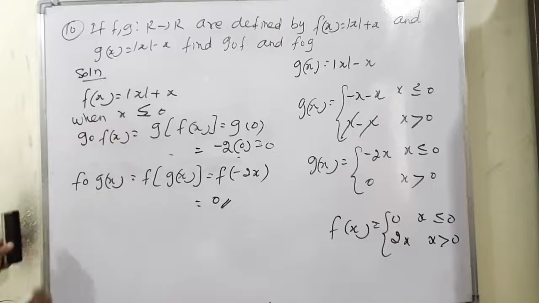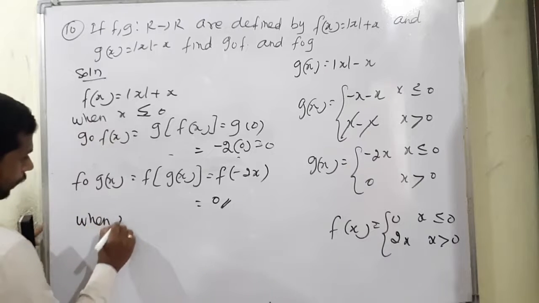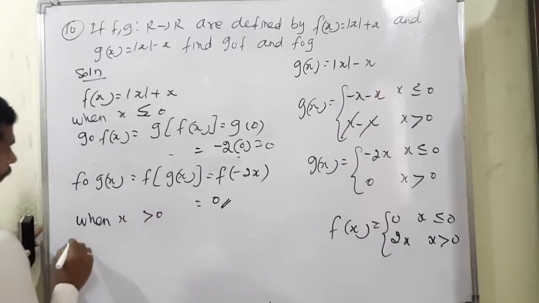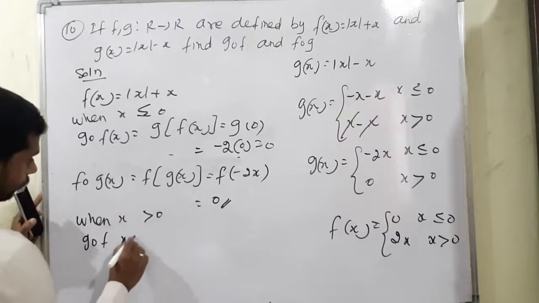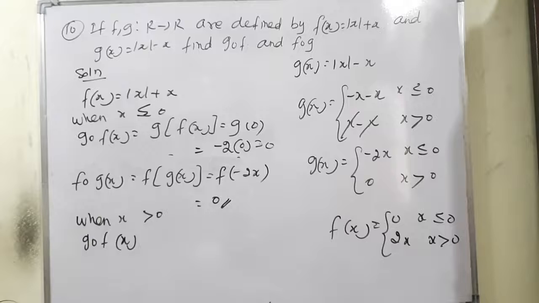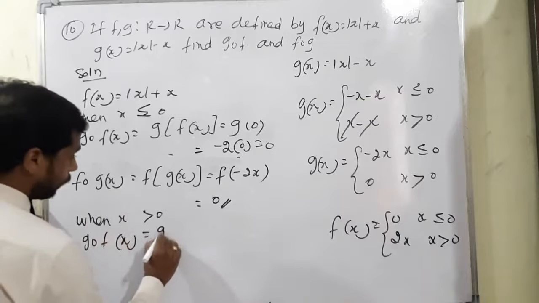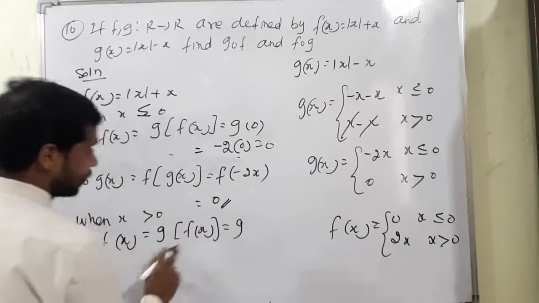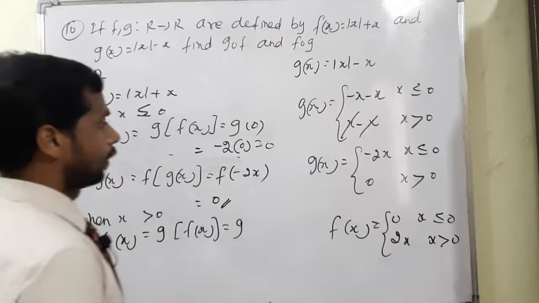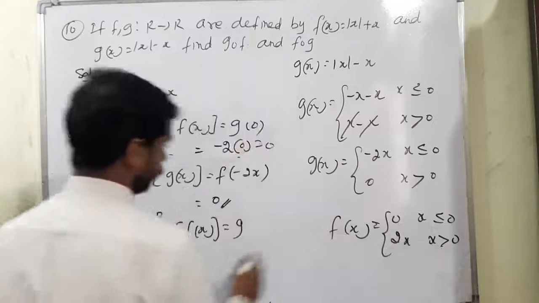Next case, when x is greater than 0, first condition, g dot f of x. So, g dot f of x is equal to g of f of x. Again, g of f of x for f of x greater than 0 is 2x.